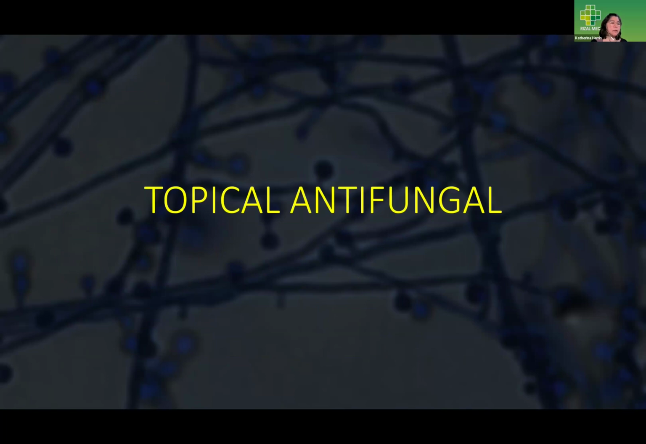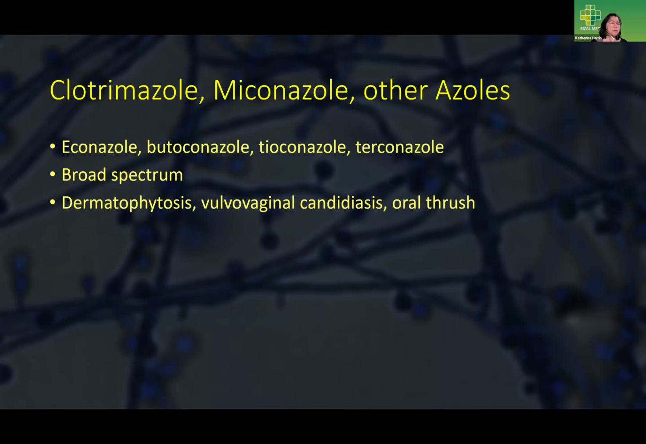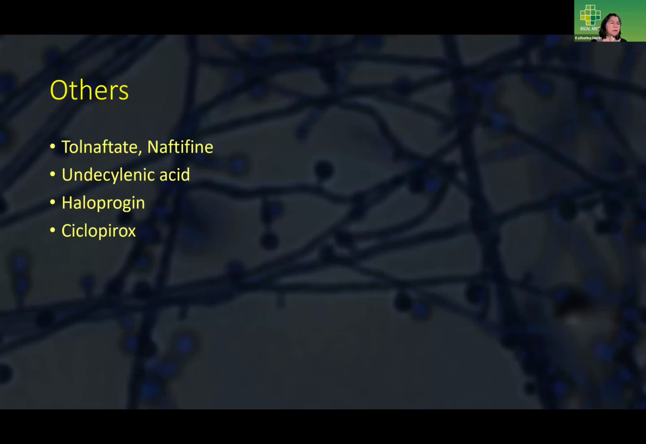Going now to topical antifungals, we start with nystatin, which is a polyene antibiotic structurally related to amphotericin B with a similar mode of action. It is used to treat local candidal infections of the mouth and vagina. A variety of antifungal azoles are too toxic for systemic use and are available for topical administration. Clotrimazole, miconazole, and other azoles have a broad spectrum of activities. Other topical antifungals like tolnaftate and naftifine are used in the treatment of many dermatophyte infections and tinea versicolor.